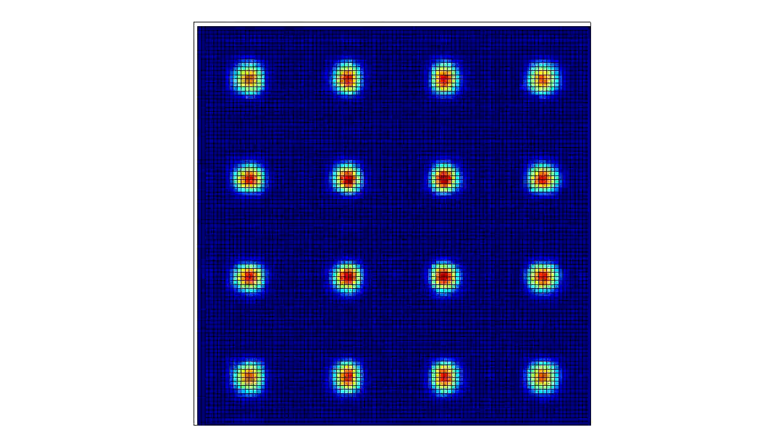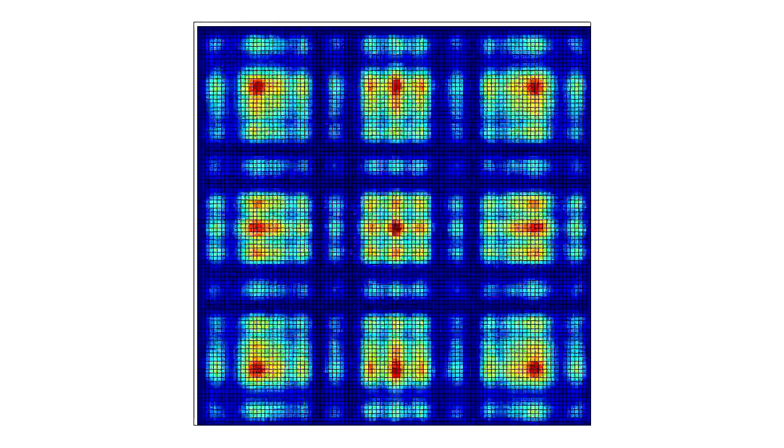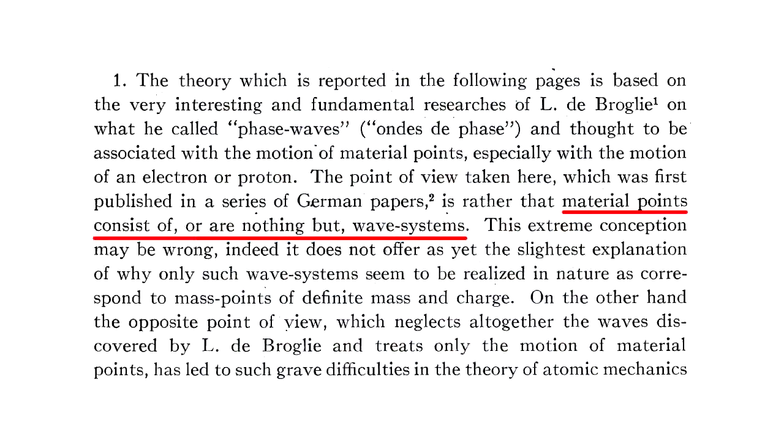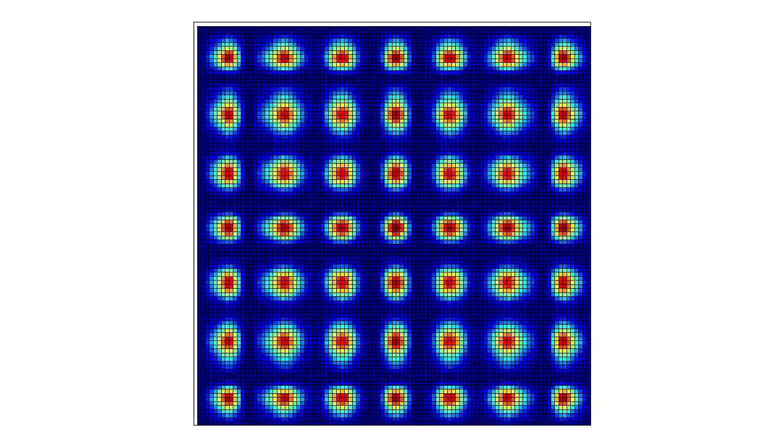Now the obvious question is, what are we looking at here? What do these images physically represent? Schrodinger's proposal was that, quote, material points consist of, or are nothing but, wave systems. Therefore, the wave pattern we are seeing here is an electron. Period. Electrons, indeed all particles, are nothing but matter waves.